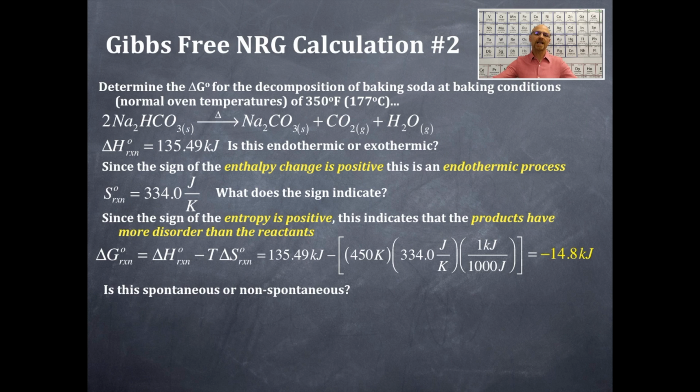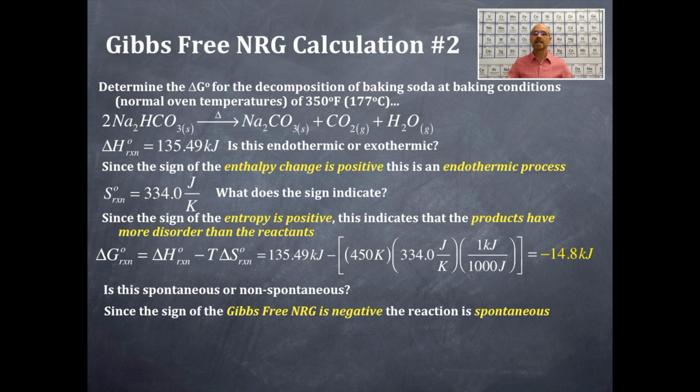Okay, is this a spontaneous or non-spontaneous reaction at this elevated temperature at baking conditions? Well, Gibbs free energy is negative. Therefore, this reaction is spontaneous. This is why we bake things at 350 degrees or 177 degrees Celsius, so that from the baking soda, we produce gas, carbon dioxide, and that makes our baking items rise.